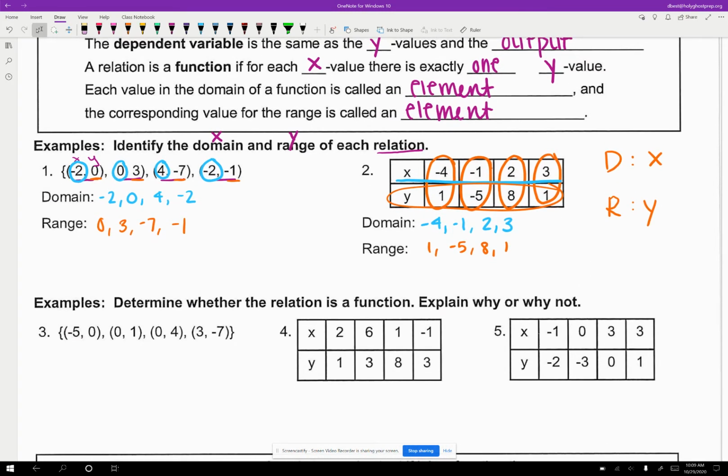So now in 3, 4, and 5, it says determine whether the relation is a function. And look back at your vocab list here. A relation is a function if for each x value, there is exactly one y value. So you're looking for repeats of x values. So I'm just going to write every x has one y.